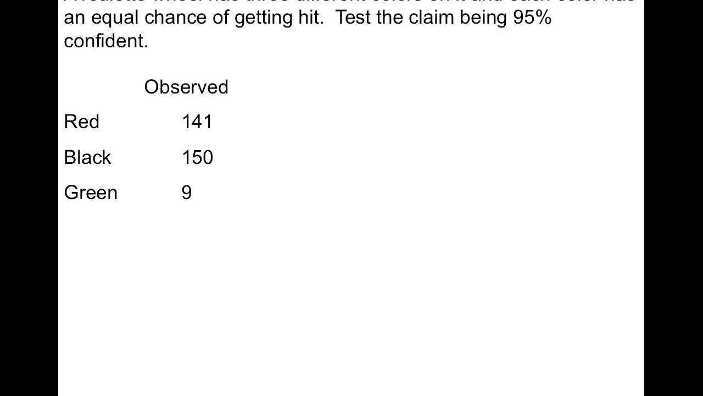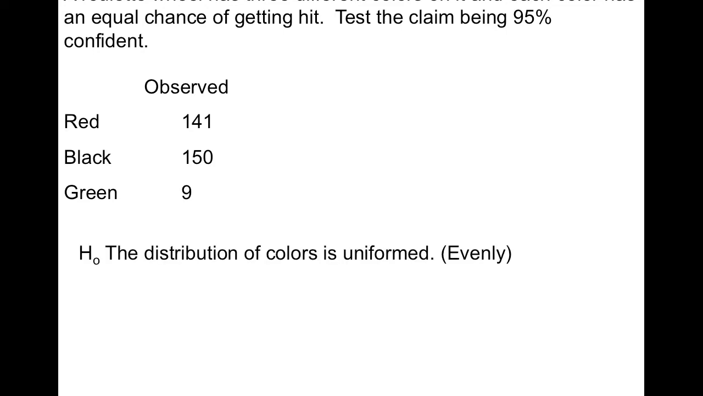So we're looking at the null and alternate. The important part here is it says each color has an equal chance. That equal chance means that red, black, and green all should have very similar values for the observation. So our null has to show that they are equal to each other. So the way I'm going to write this out, the distribution of colors is uniform or even. You can use either the term uniform or even. Uniform is just another way of saying that it's similar all the way across the board. Just make sure you have the variable in here. I'm talking about the colors on the board, so the distribution of colors is uniform.